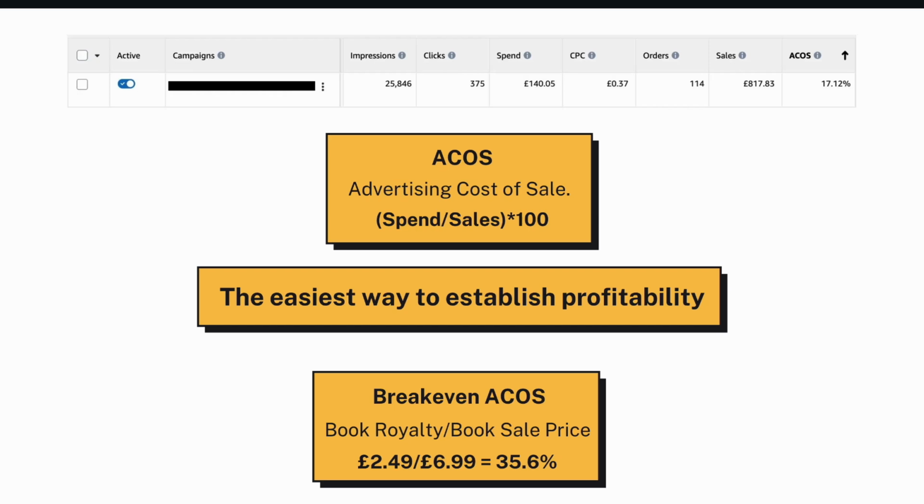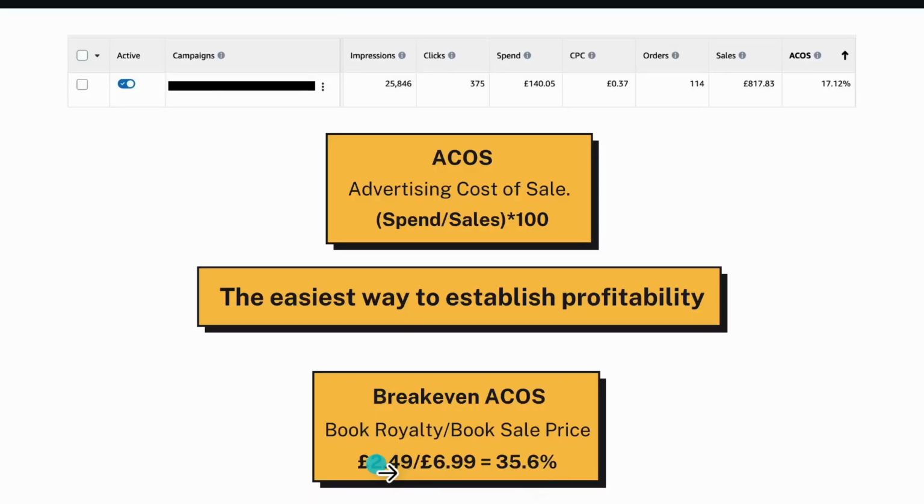Now, I'm sure there's a lot of people watching this now scratching their heads, being really confused at the maths. Again, this looks a lot more complicated than it is. You just need to do the maths. Book royalty divided by sale price. This is your break-even ACOS. And then if your ACOS in any of your ad campaigns is below this number, then you are profitable.